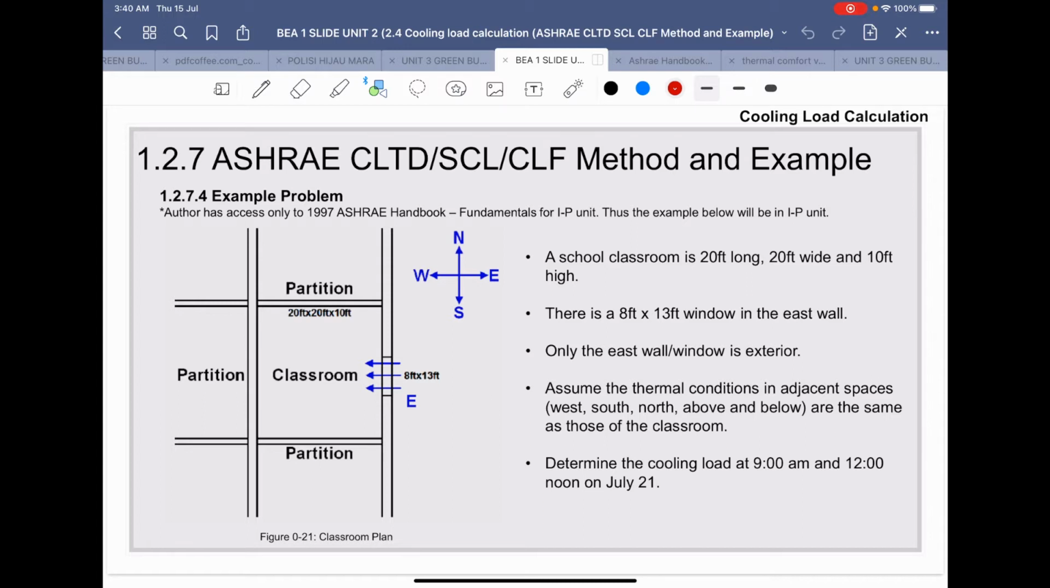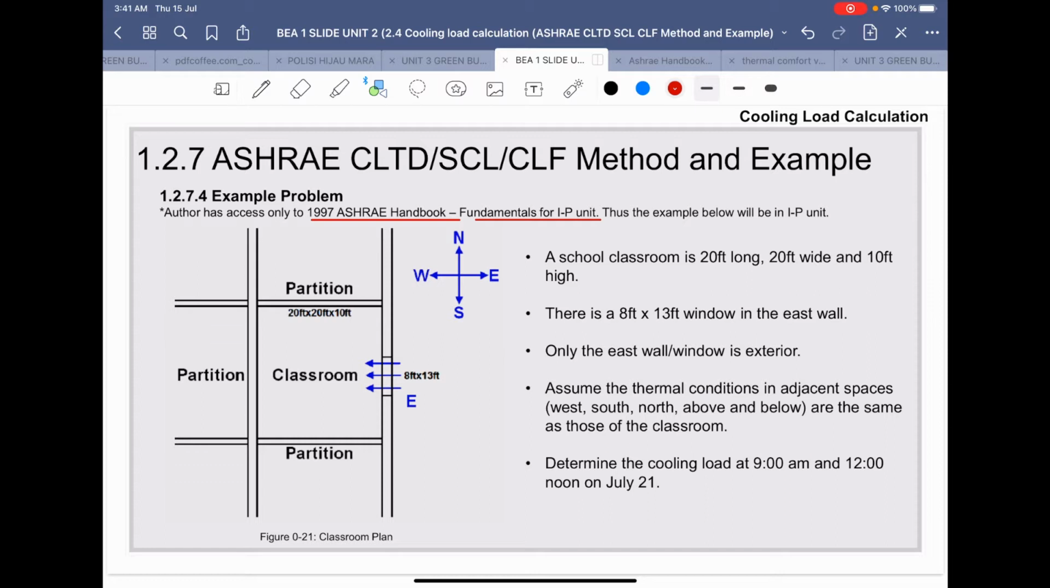Okay, as you can see, this is an example of the problem. To answer this problem, you need to refer to the 1997 ASHRAE Handbook Fundamentals for IP units.